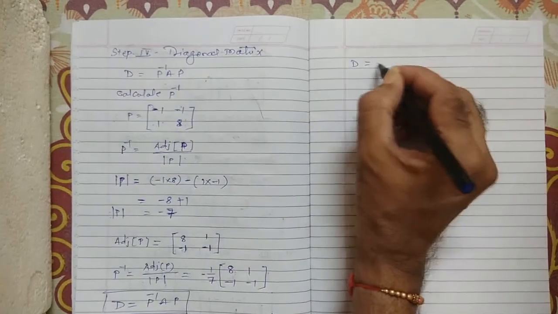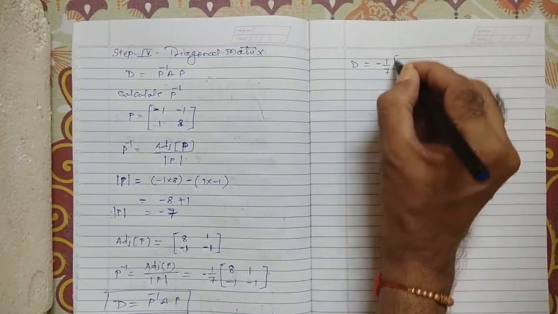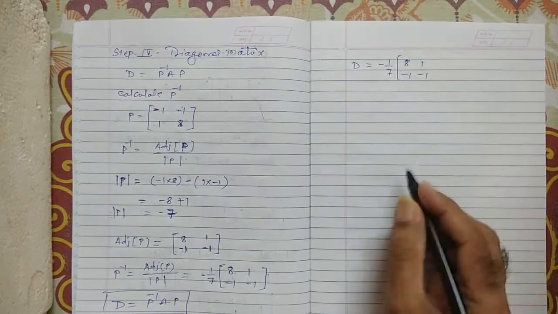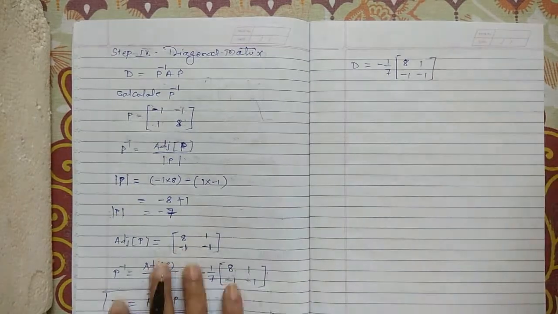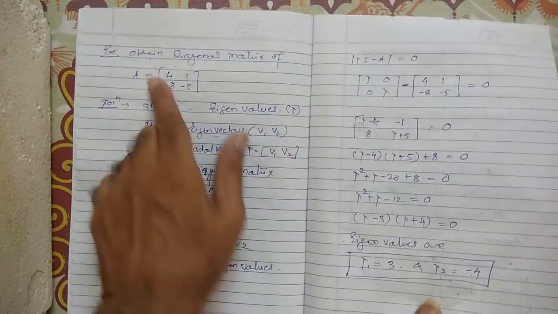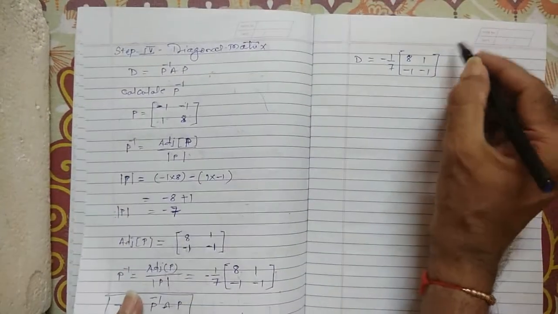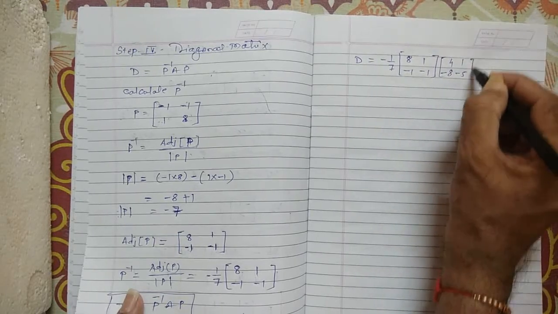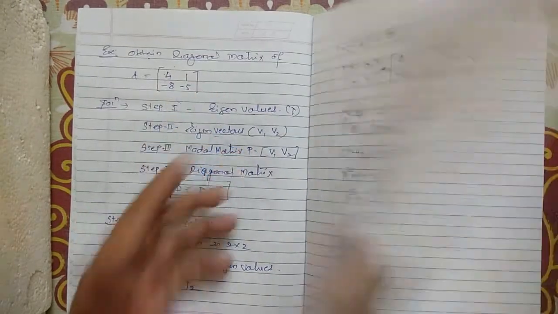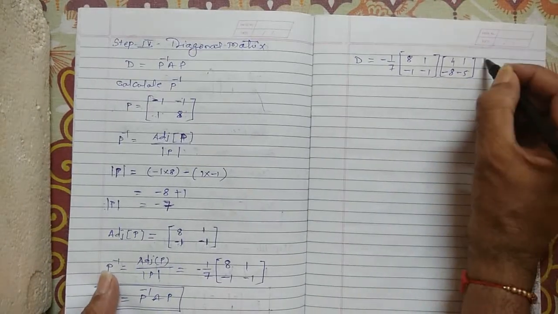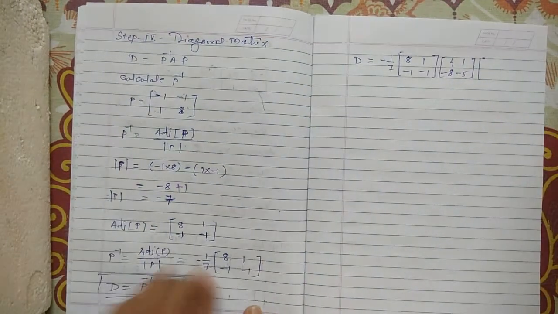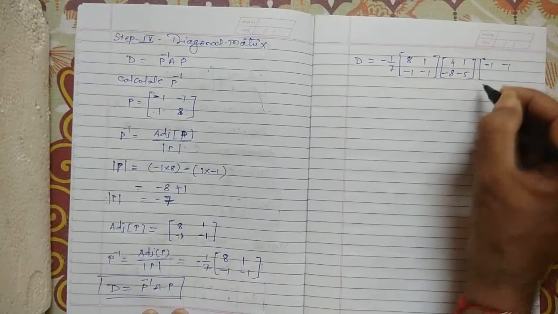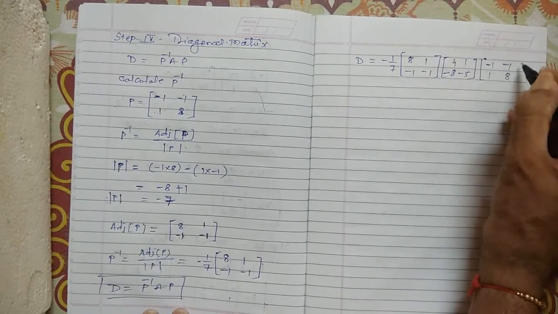What is my P inverse? That is minus 1 by 7 in bracket, the matrix 8, 1, minus 1, minus 1. Then what is my A? A is given: 4, 1, minus 8, minus 5. And then what is my P? P is minus 1, 1, 8.